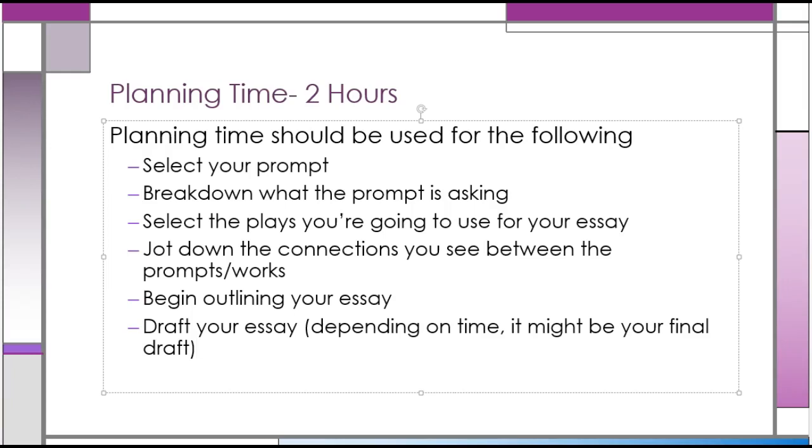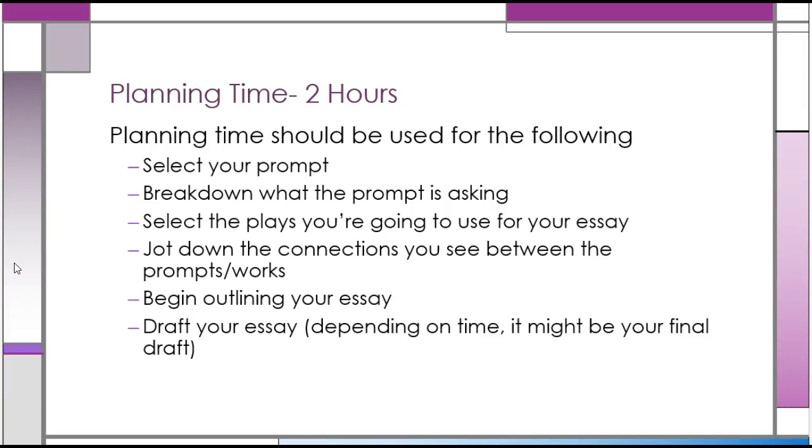So number 1, I do think that you should take some time and read through all the prompts and very carefully select the prompt that you're going to do. Next, you're going to break down what the prompt is asking you to do. So what does this particular prompt need from you as a writer and as you're analyzing? So what does it want you to explicitly state? And we're going to go back to the previous prompt that we selected and break it down a little bit further. So you need to break it down.